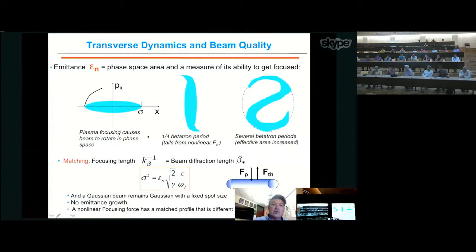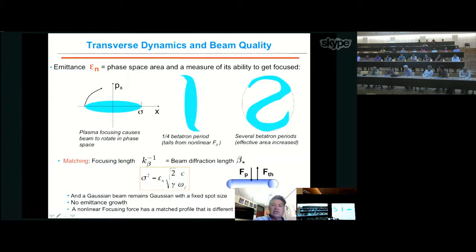All right. So the way you get around that is you have to match the diffraction length to the effective focusing length, which is the frequency divided by the speed of light. If you match that, then you can get a beam whose essential emittance won't grow much. So for linear focusing forces, a Gaussian beam remains Gaussian when matched. For a nonlinear focusing force, if you use a matched beam, you can still limit emittance growth.